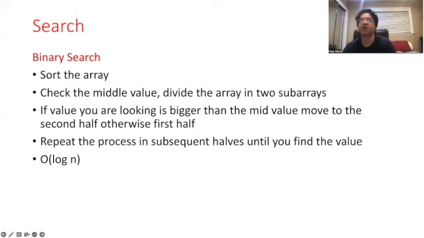So here is the algorithm, how it works: sort the array, check the middle value, divide the array into the 2 sub-arrays. If the value you are looking for is bigger than the mid value, move to the second half, otherwise the first half. And we have to repeat the process in subsequent halves, like I was showing in the previous slide. And complexity is order of log n, again, because the search space is halved each time.